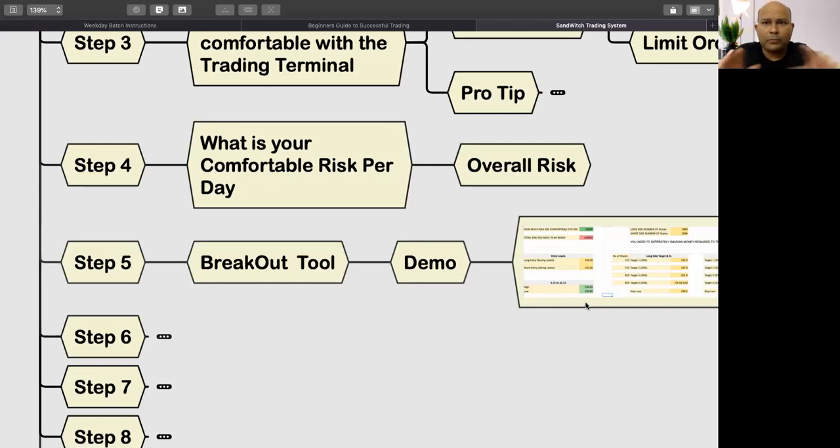Okay, so we are running this entire session on 3-4 pillars. One is trading as a business, second is trading and your mindset, third is trading and freedom. So I'll be going around this triangle itself: freedom, system, business, and mindset.